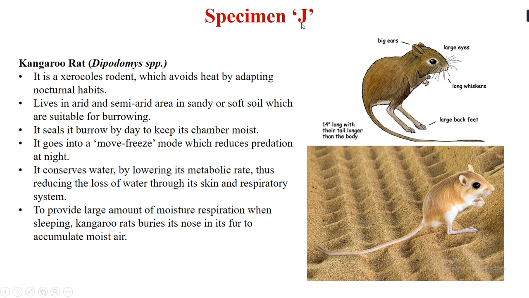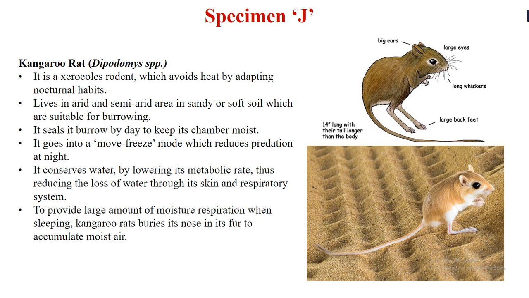The next one is the last specimen, specimen J. There are some specimens that can be kept as spot J. The first one is the kangaroo rat. The kangaroo rat is a xerocole rodent, which means it is found in drought-prone areas where there is no water. It is a xerocole rodent which avoids heat by adopting nocturnal habits.